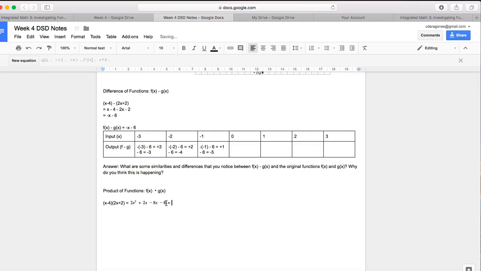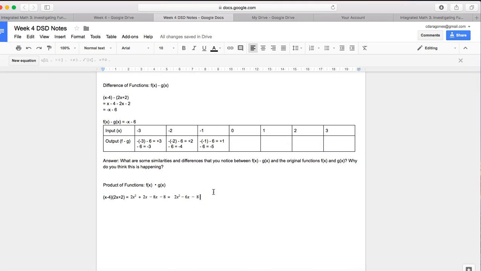I can go ahead and simplify this a little bit. I know that these two are like terms because they both have x's, so I can combine them. So I have 2x squared plus 2 minus 8 is minus 6x minus 8. So this is my new function, 2x squared minus 6x minus 8. Now, this looks a little bit different than your previous function. There's an x squared term here.